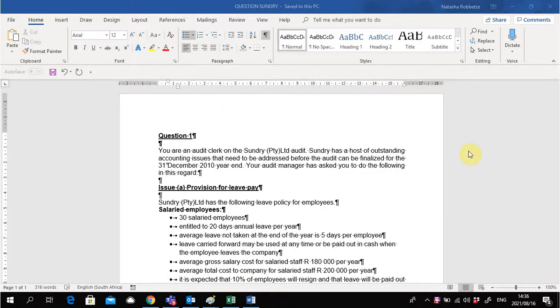Hello students, welcome to this explanation on employee benefits, and this question is called Sundry. It's quite a good question and it relates to calculating a provision for leave pay. All right, it reads as follows.